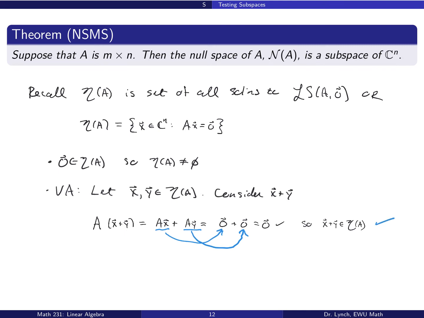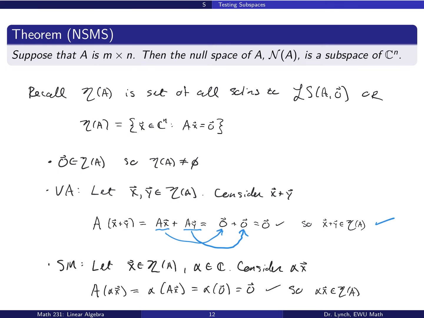It works similarly for scalar multiplication. When x is in the null space and alpha is any scalar, of course, A times alpha x is alpha times Ax. And I misspoke there. x is an element of the null space, so Ax is 0. And of course, alpha times 0 is 0, so we see that alpha x is in the null space and it's closed under scalar multiplication.